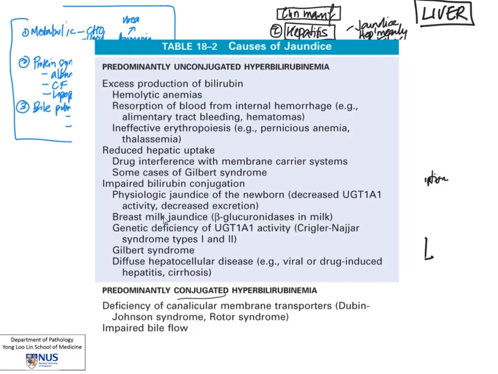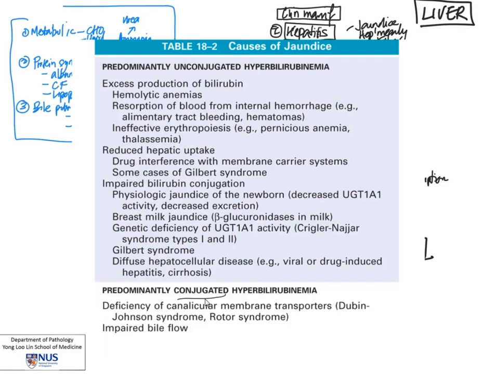There can also be genetic abnormalities of enzymes, giving rise to suboptimal conjugation of bilirubin, again, Gilbert syndrome, and a very important cause, diffuse hepatocellular disease. When the hepatocytes are injured, whether it is due to infection from a virus or drugs, or even in cirrhosis, this can give rise to problems in conjugation of bilirubin and therefore increased unconjugated bilirubin.